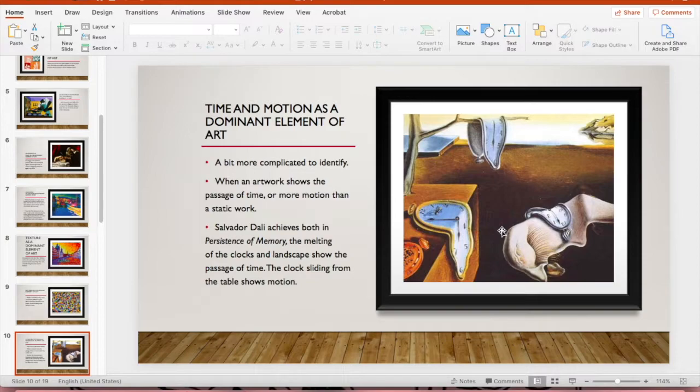So the antithesis to a painting that's full of time and motion might be something very static, like a still life of apples and bananas and oranges, okay? Unless they're rotten, which would show the passage of time, and one of those apples is rolling on the table, which would show the presence of motion, then it's not. It's very static. It's the antithesis of time and motion.